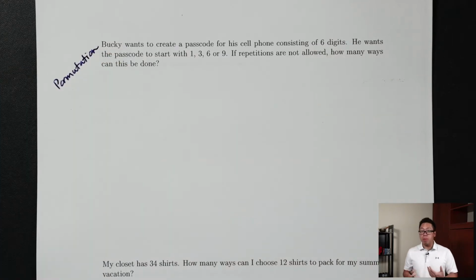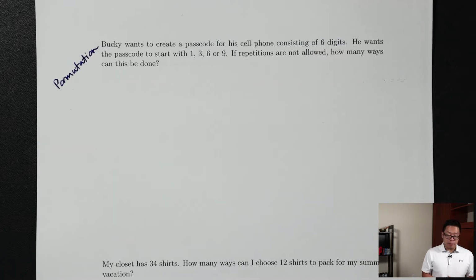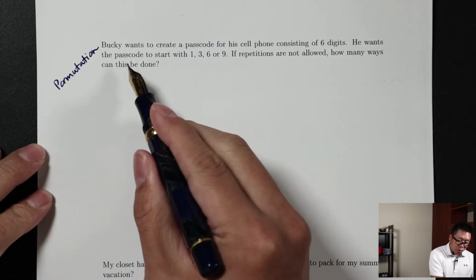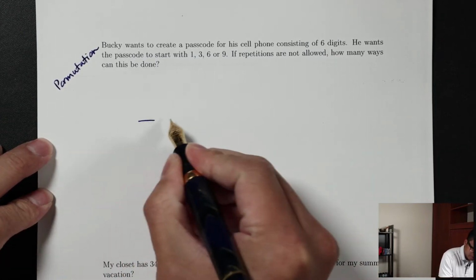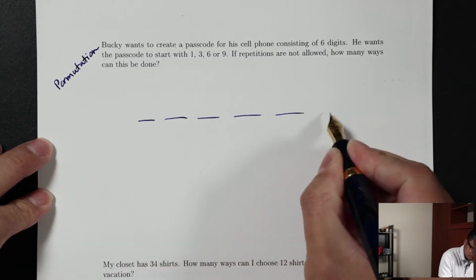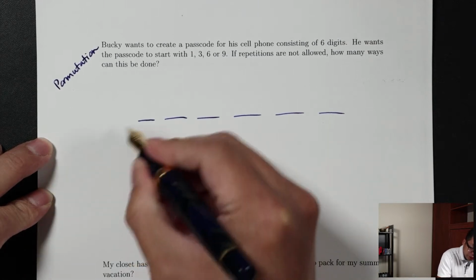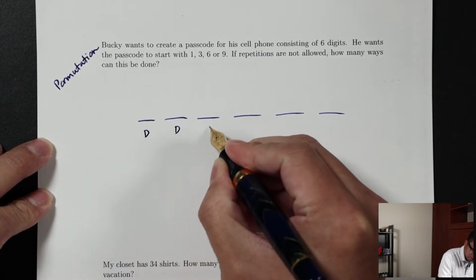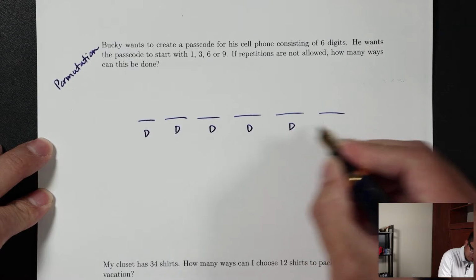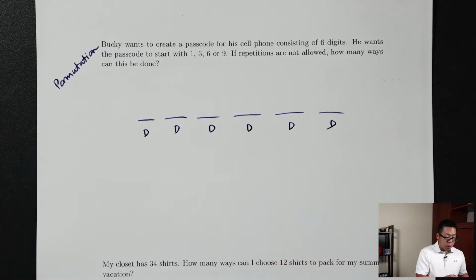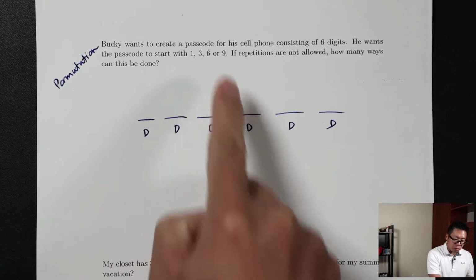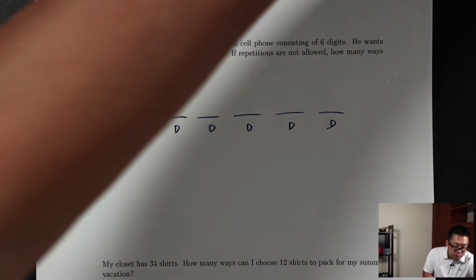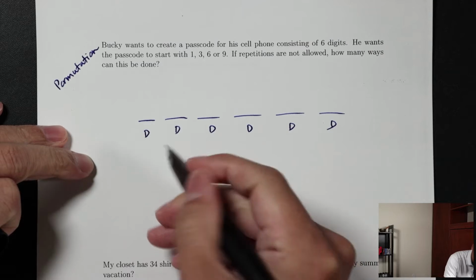Okay, permutations will be blanks and then numbers in those blanks. So how many blanks do I need? He wants a passcode with 6 digits, so 6 blanks. So all of these are digits. And then there is a restriction. He wants the passcode to start with 1, 3, 6, or 9. So at the beginning, it's going to be 1, 3, 6, or 9.